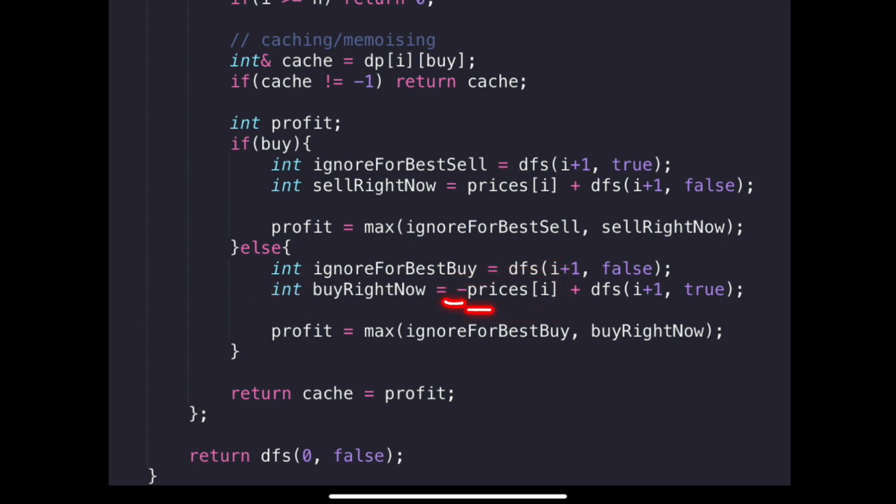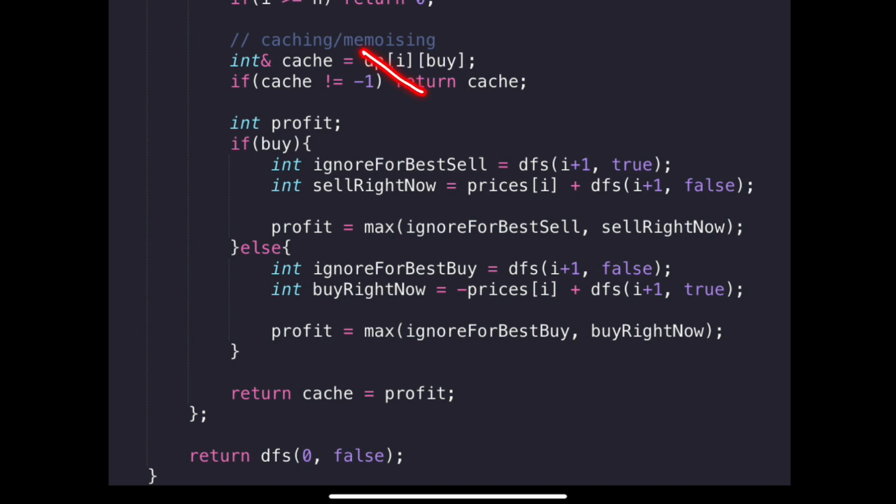I'm taking the minus of prices because we are keeping this price from our pocket, right? So we are buying that and are ready for selling in future, right? And here too we are taking the maximum of ignore for best buy and buy right now. And from these four cases, whichever case returns the maximum, that's what we are returning here. Okay, so this way we have smartly used the recursion.